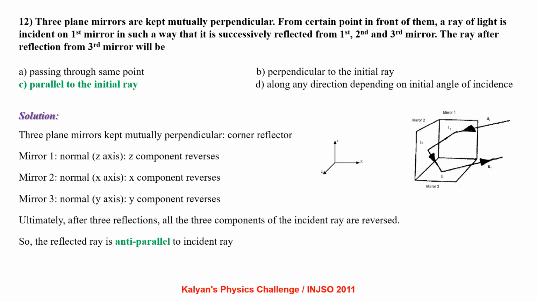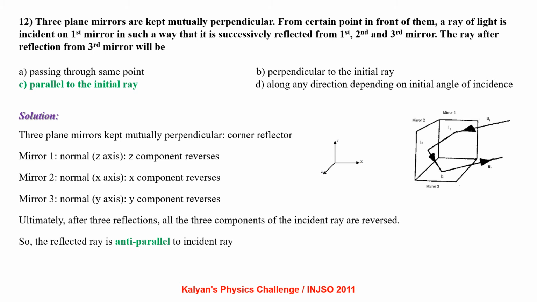Three plane mirrors are kept mutually perpendicular. This arrangement is known as a corner reflector. See the diagram. For mirror 1, the normal is the z-axis. So the z component of the incident wave reverses. For mirror 2, the x-axis is normal. So the x component of the incident wave gets reversed. For mirror 3, the y-axis is normal. So the y component gets reversed.